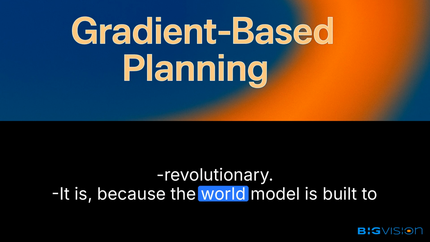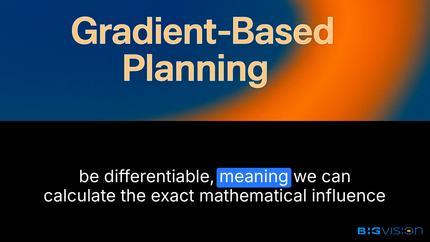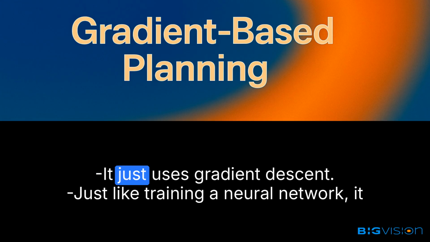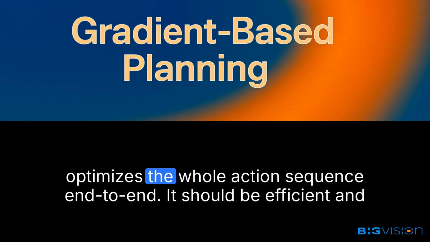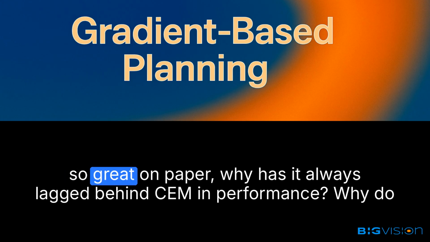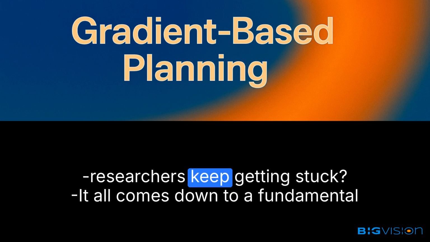It is. Because the world model is built to be differentiable, meaning we can calculate the exact mathematical influence of an action, GBP can skip that whole costly sampling phase. It just uses gradient descent. Just like training a neural network, it optimizes the whole action sequence end to end. It should be efficient and scalable. But, and this is the big question, if it's so great on paper, why has it always lagged behind CEM in performance? Why do researchers keep getting stuck?